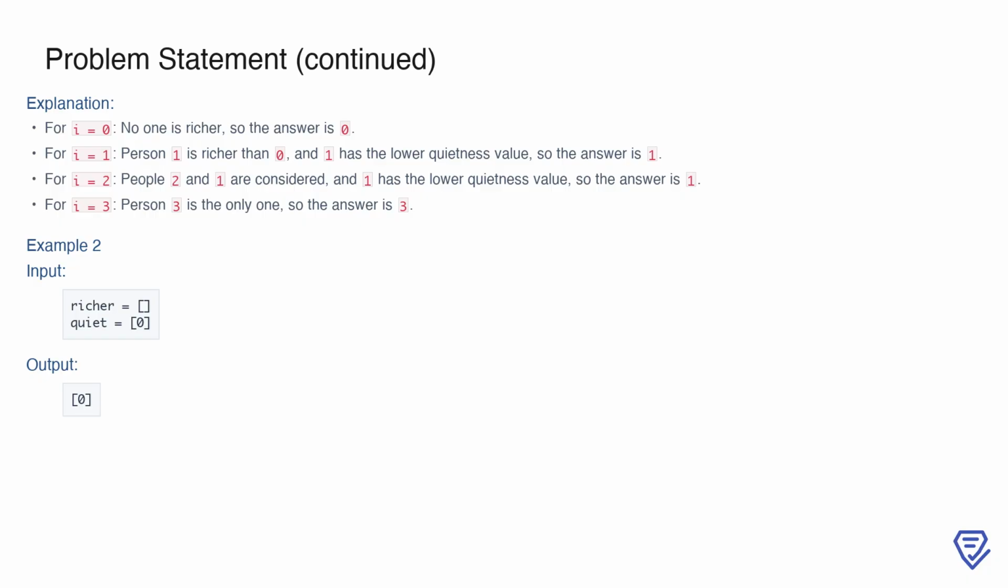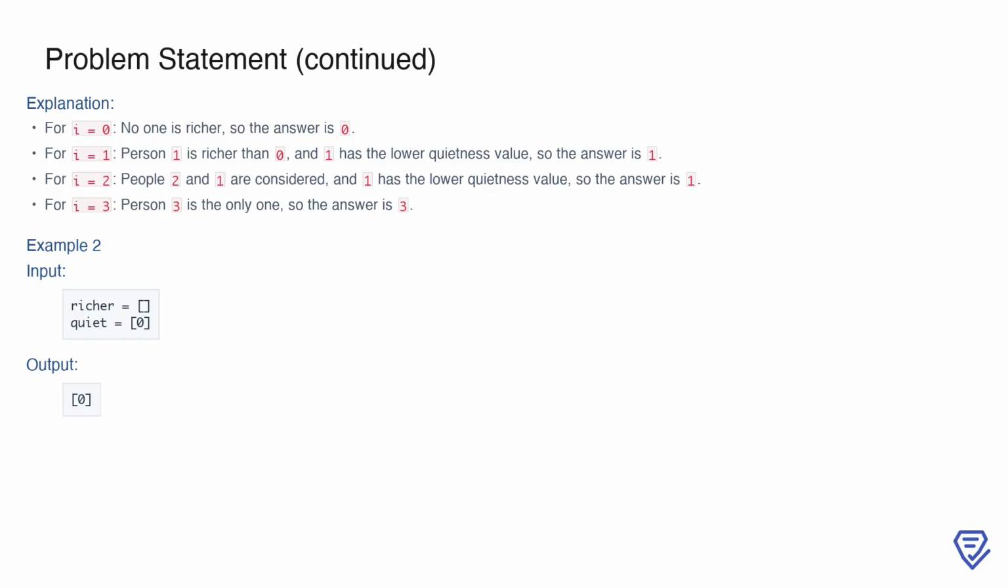For person 0, there is no one richer than them, so the answer is simply 0. Moving to person 1, we find that they are richer than person 0. Since person 1 has a lower quietness value than person 0, the answer here is 1. For person 2, we must consider both person 2 and person 1, as person 2 is richer than person 1. Among these, person 1 has the lower quietness value, so the answer is 1. Finally, for person 3, there are no individuals richer than them, so the answer is 3.